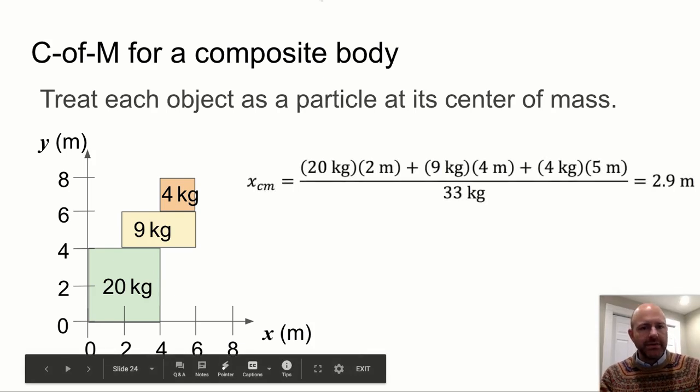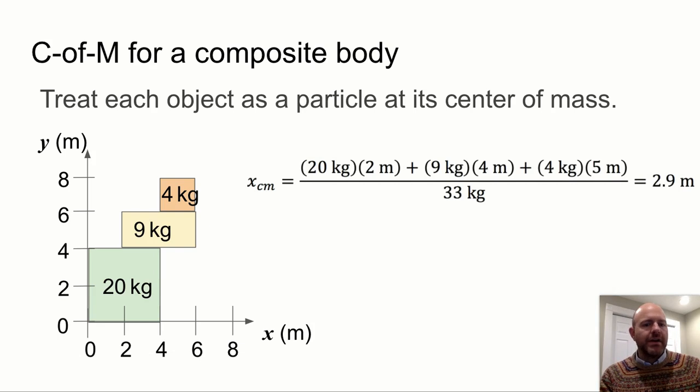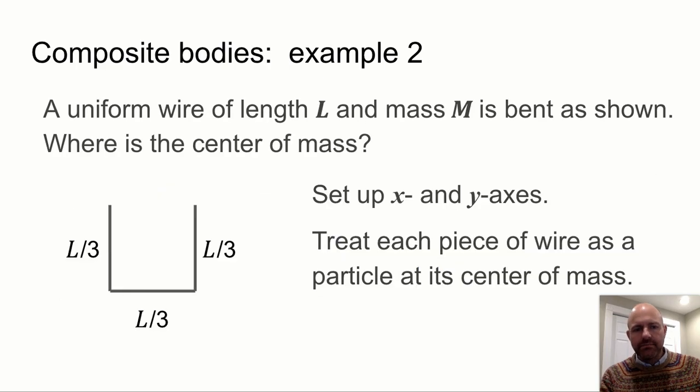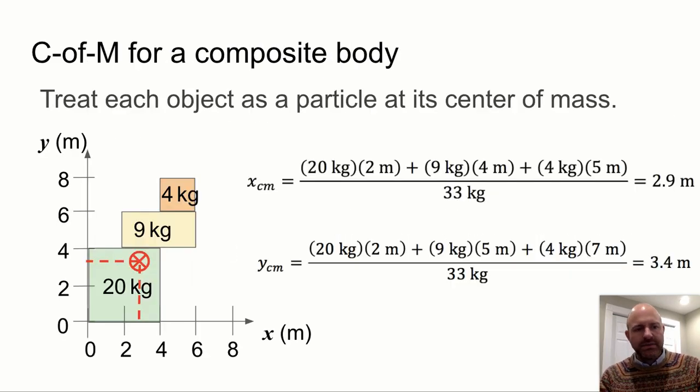So we can put all that together, 2, 4, and 5, divided by 33 kilograms to get 2.9 meters for the X, and then in the Y direction, similarly, 3.4 meters. So if you wanted to write it as an ordered pair in the coordinate system, it would be (2.9, 3.4), or you might say at X equals this and Y equals that.